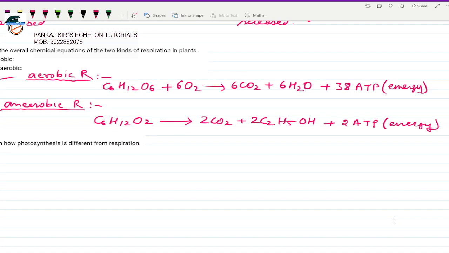And the next question is, explain how photosynthesis is different from respiration. Even this, photosynthesis and respiration, I have given you quite a vivid explanation in my concept video. So the answer to this question, we are going to write in this way only. On the left hand side, I am going to write photosynthesis, and on the right I'm going to write respiration. Now I'm going to give some points of difference between the two.